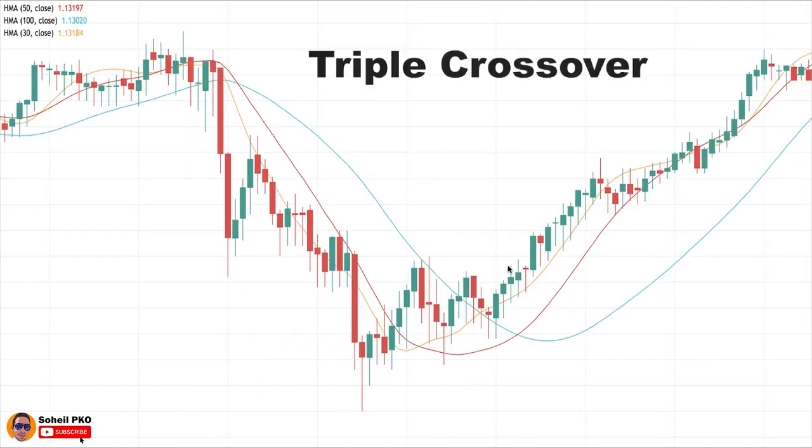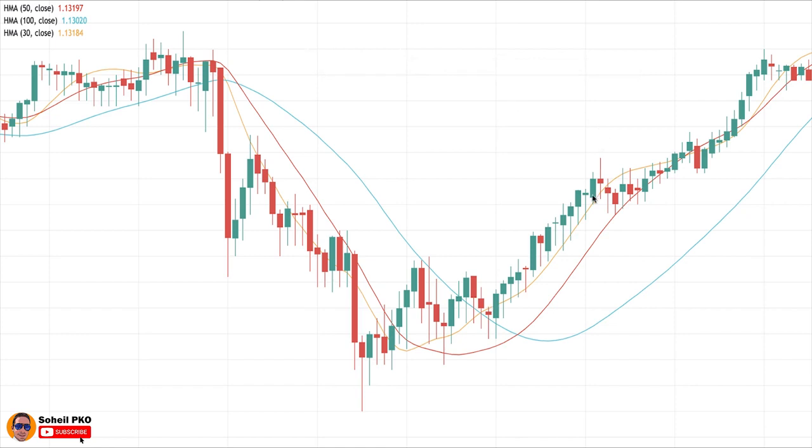And also 3 Hull moving averages can be used for crossover signals, and we call it triple crossover. In this method, we have buying or selling signals when the shortest moving average crosses the other 2 moving averages. The buying and selling signals generated by double and triple crossovers are relatively late, and one important point that you must pay attention to is that generally in crossovers we can have a lot of false signals, and these methods work well when we are in a strong trend.